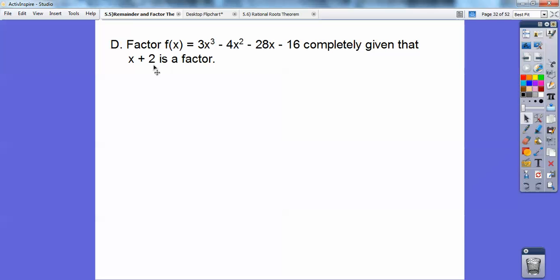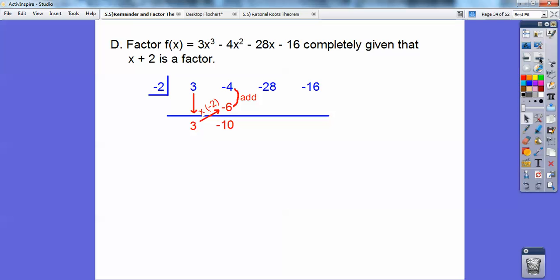Well, if x plus 2 is a factor, then my box number is going to be negative 2, and when I synthetically divide it into that, if it's a factor, I should get a remainder of 0. If you don't get a remainder of 0, then you made a mistake. Okay, so here we go. I'm going to slide it down, times the box number, add, times the box number, add, times the box number, there's my remainder of 0.